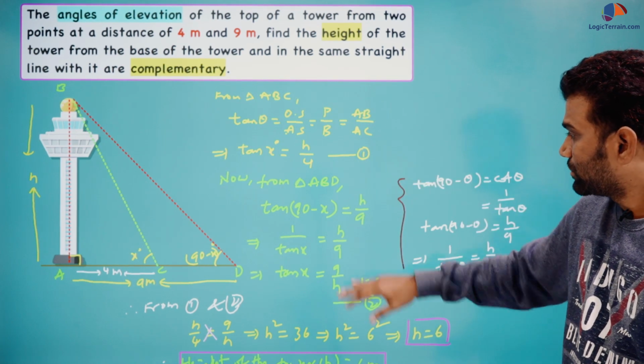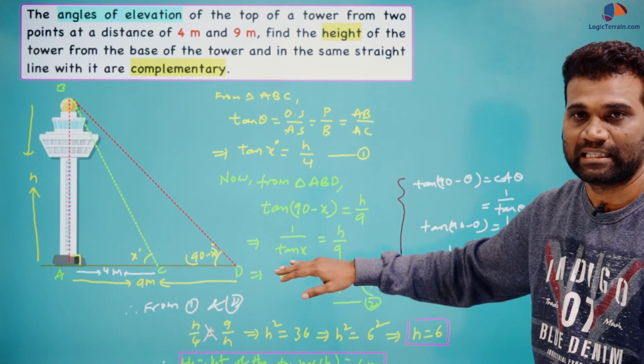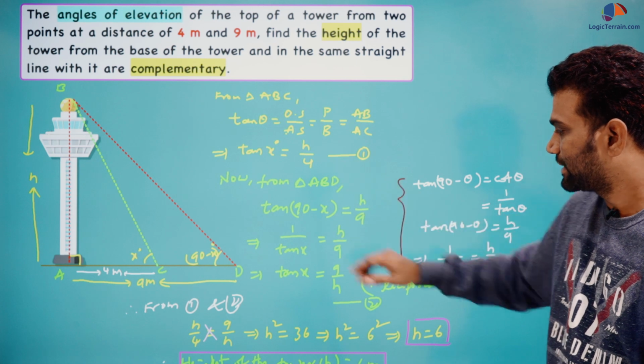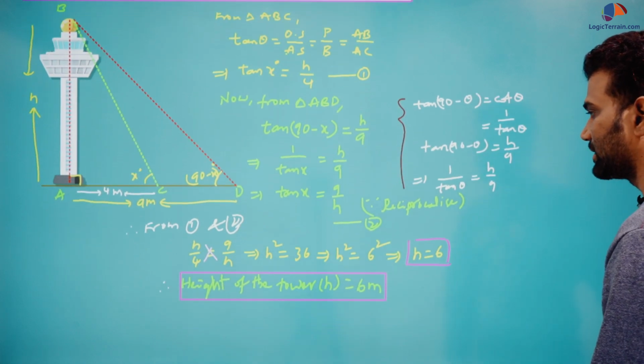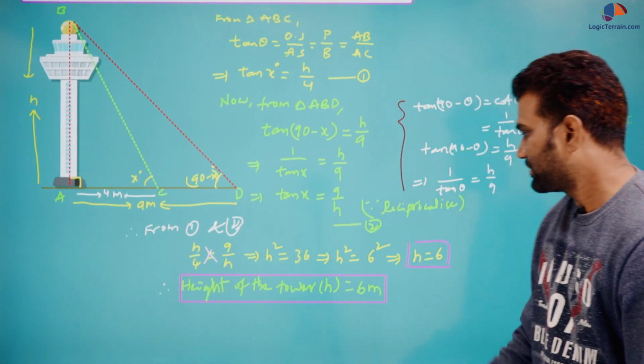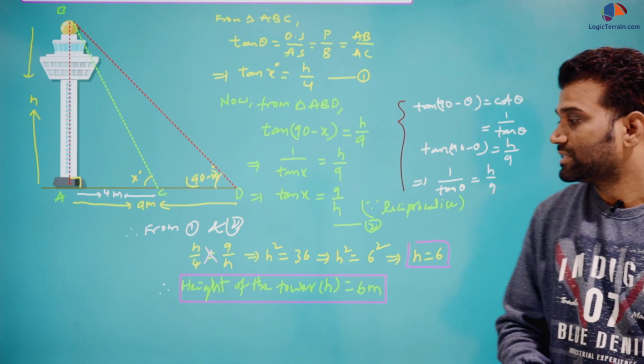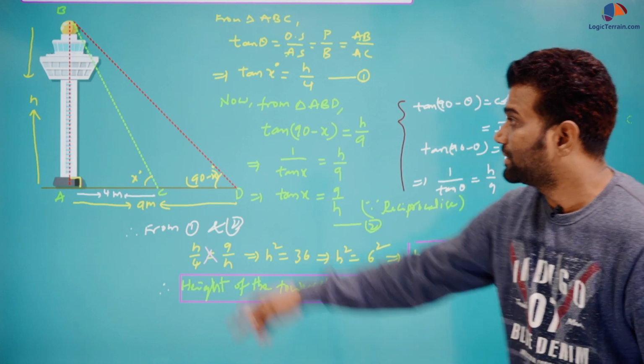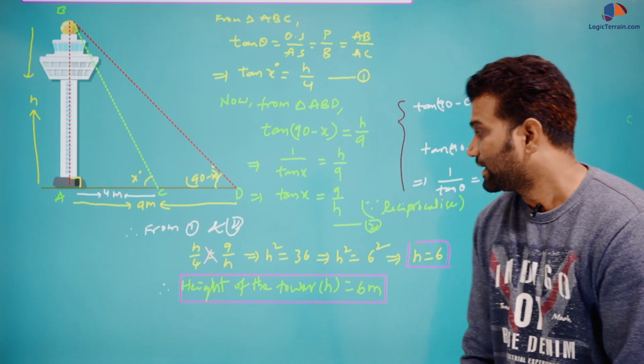Now from 1 and 2, both are tan x values, so we can equate them. We have equated them and cross multiplied, and finally we get the h value, that is 6 meters, which is nothing but the height of the tower, right?